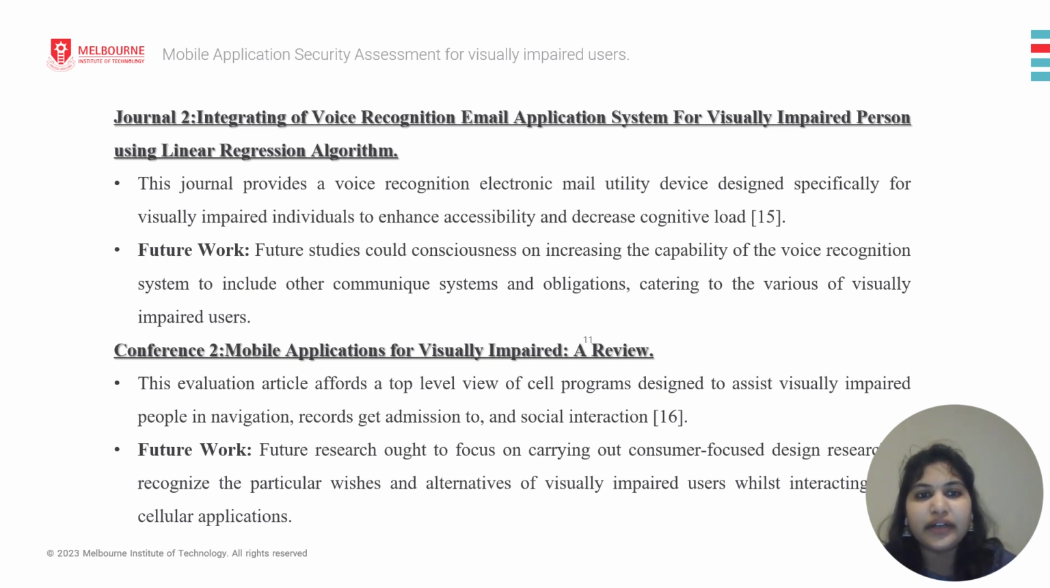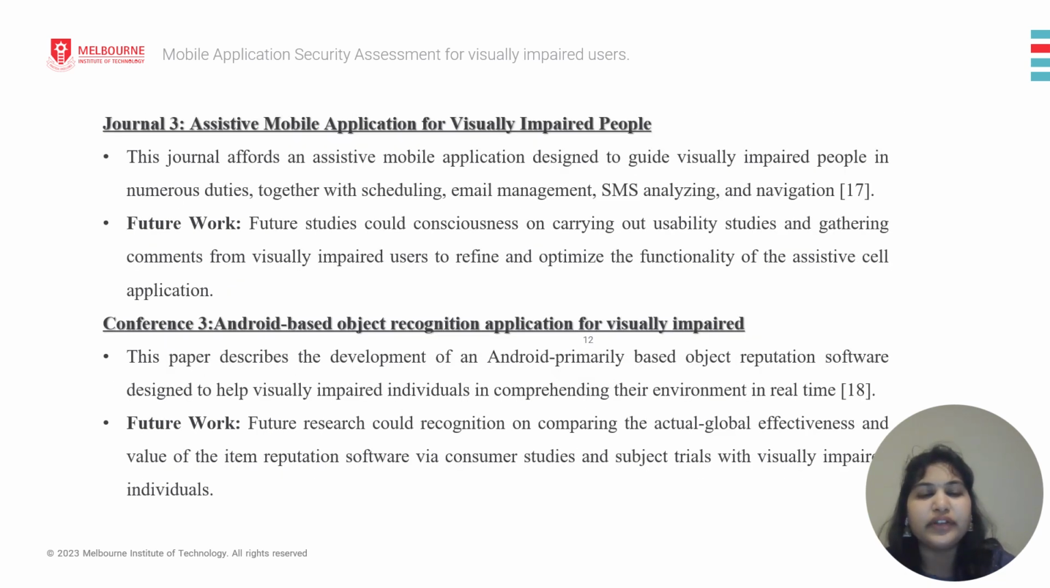Future work is communicating systems and applications catering to the various needs of visually impaired users. The Conference 2 paper is mainly focused on visually impaired navigation, records, admission to, and social interaction. Future work is consumer-focused design research to recognize the particular needs and preferences of visually impaired users while interacting with cellular applications. Coming to Journal 3, it is showing an assistive mobile application for visually impaired people.